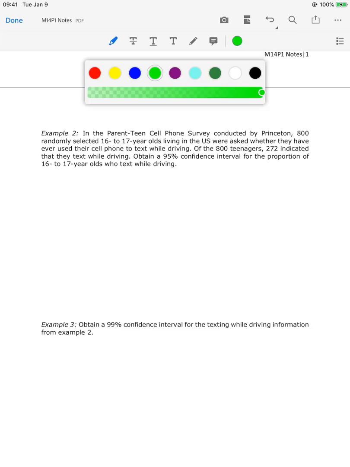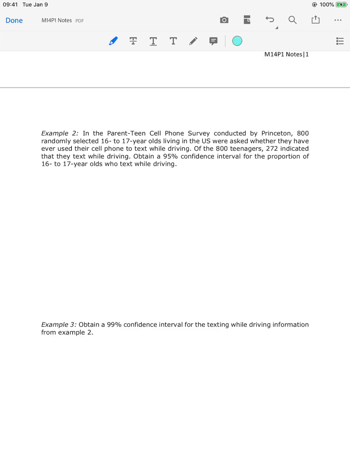So just as before, we're going to start this problem by highlighting important information we've been given. The first important piece is that they surveyed 800 people. 272 indicated that they have done what it is we're interested in, and we want to obtain a 95% confidence interval. That's all we really need in order to do this confidence interval. We need to know how many we surveyed, how many of those surveyed said they'd done the thing we asked them if they had done, and then what percent confidence interval we are looking for.